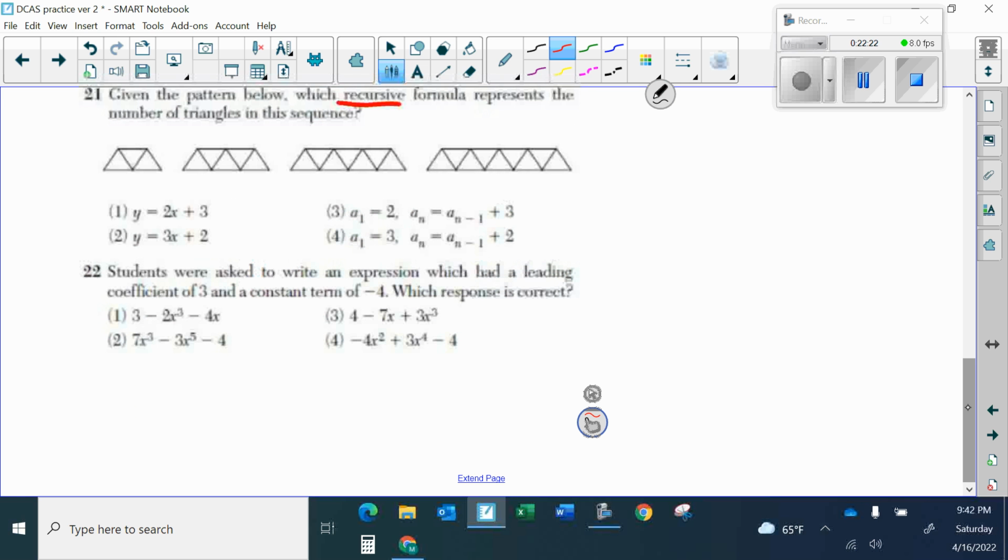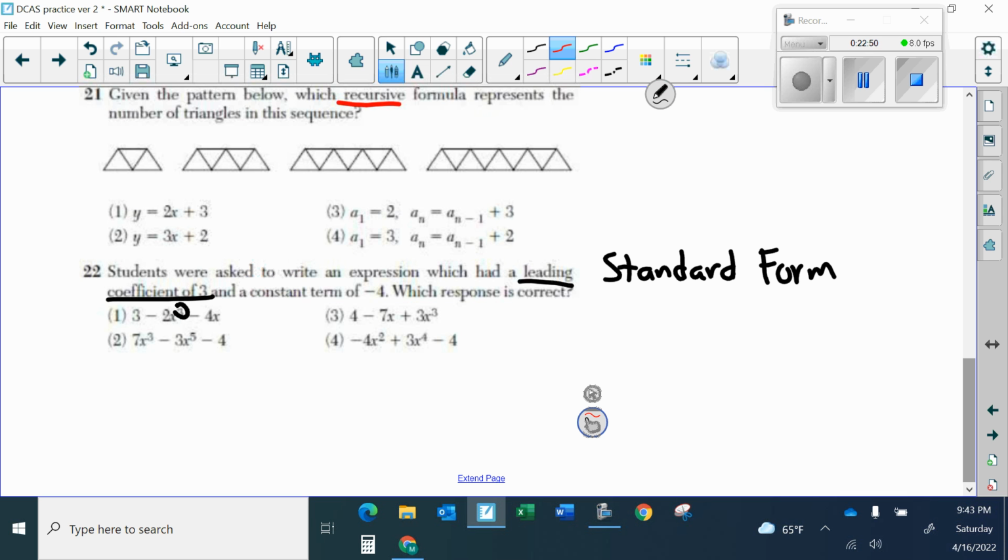Students were asked to write the expression which had a leading coefficient of 3. Remember, we have to put it in standard form first to find the leading coefficient and leading term. Our standard form is from highest degree down. None of these are written in highest degree down. So they're wanting to check to see if you understand how to put a polynomial in standard form first.